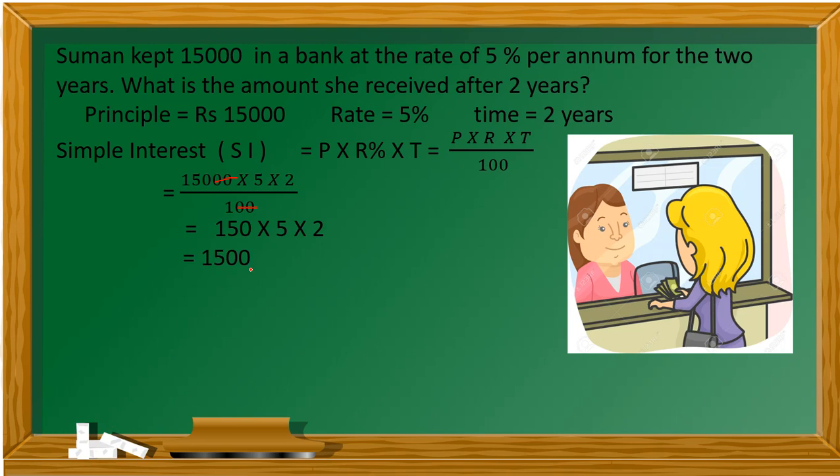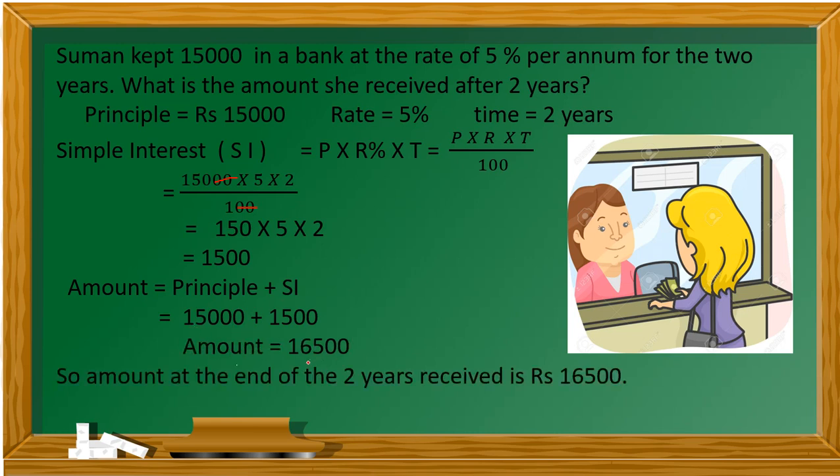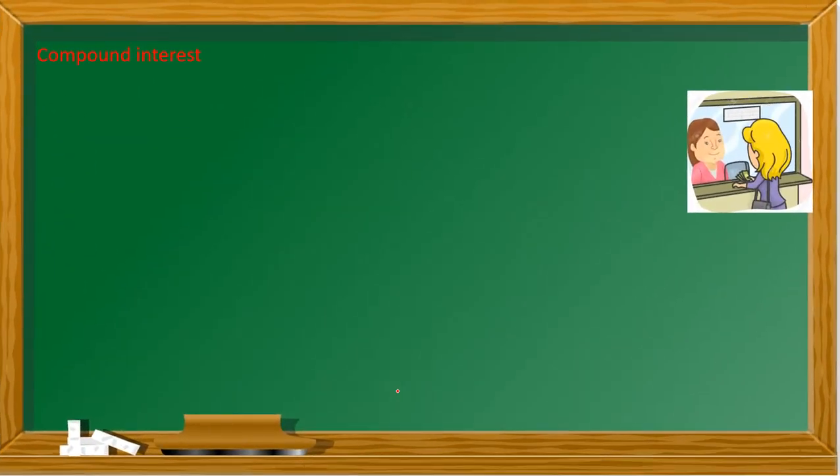Now we have to calculate the amount. Amount is equal to principal plus simple interest, so that is 15,000 plus 1,500 rupees, and the amount received is 16,500. So we can say the amount at the end of the 2 years received by Suman is 16,500 rupees. Now this is the simple interest, as we know.